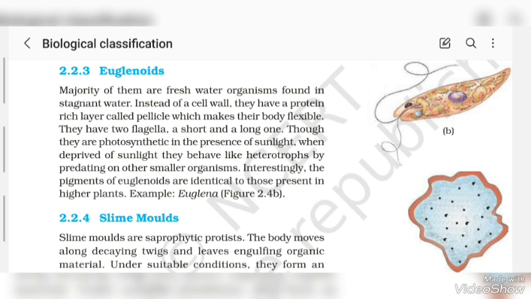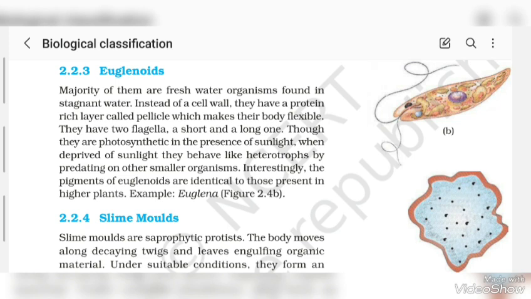Euglenoids. The majority of these freshwater organisms are found in stagnant water. Instead of a cell wall, they have a protein-rich layer called the pellicle, which makes their body flexible. They have two flagella, a short and a long one. They are photosynthetic in the presence of sunlight.